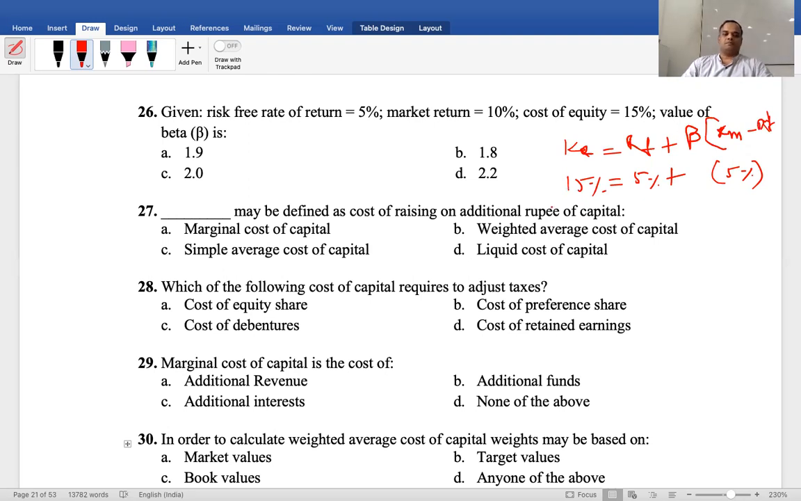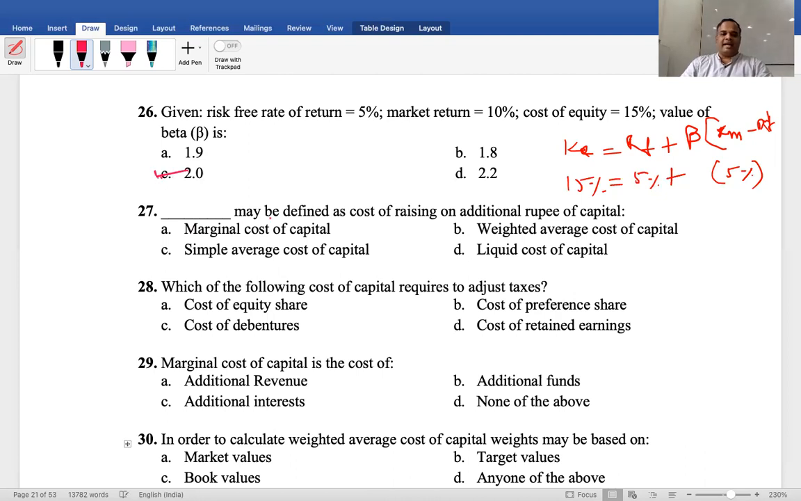5% plus something into 5% is equal to 15%. What? 1.9, 1.8 to 2.2. Find out. Answer is 2. 2 into 5 is equal to 10. Am I right? 10 plus 5 is equal to 15. Therefore, answer is C, 2 is the correct answer. Are you able to follow? You have to improve your calculation speed.